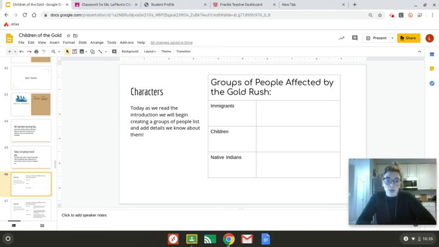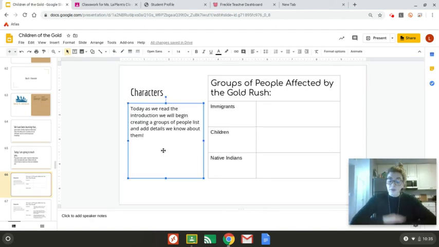As I'm reading that, I want you to be thinking about the groups of people, the immigrants, the children, and the native Indians, and think, if we were at school, what things would we add to our chart right here? What information would we put in here? Any details that we hear about them. So I'm going to reread those first 2 paragraphs, and then we'll read the third.